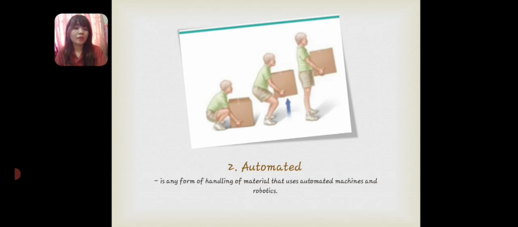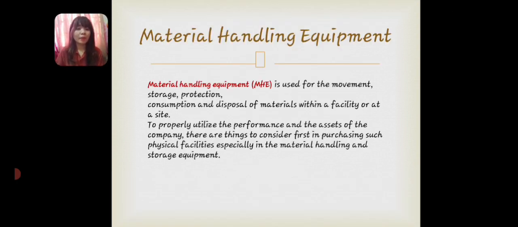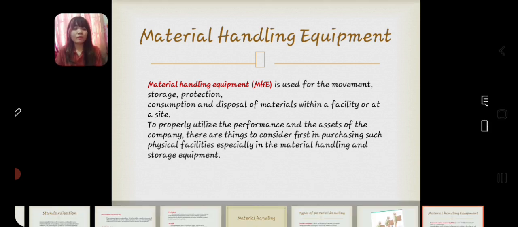Next is the material handling equipment. Material handling equipment, MHE, is used for the movement, storage, protection, control, and disposal of material within a facility or at a site, to properly utilize the performance and the assets of the company. There are things to be considered from the purchasing, physical facilities, especially the material handling and storage equipment.